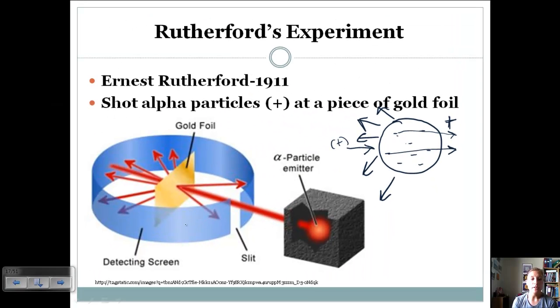We'll take a look at the picture. The exact opposite happened. Here's our emitter. Okay, very few reflected back, actually, and a whole bunch went through. So that tells us that this plum pudding model is probably not correct.